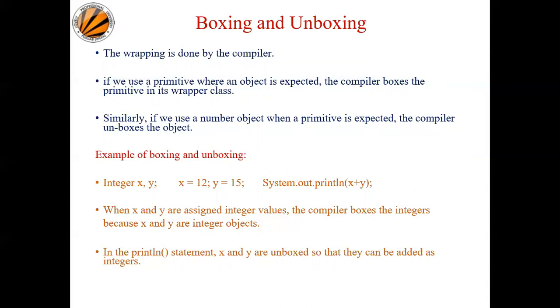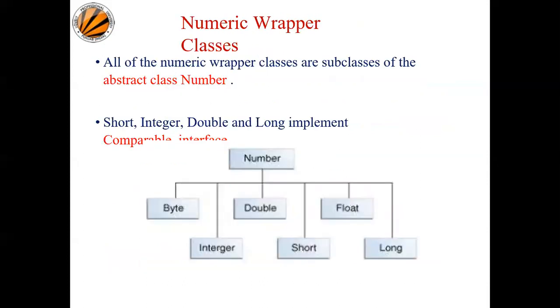Example of boxing and unboxing: Integer x, y; x = 12 and y = 15; System.out.println(x + y). When x and y are assigned integer values, the compiler boxes the integers because x and y are Integer objects. The second time, in the println statement, x and y are unboxed so that they can be added as integers. So this is the difference between boxing and unboxing.